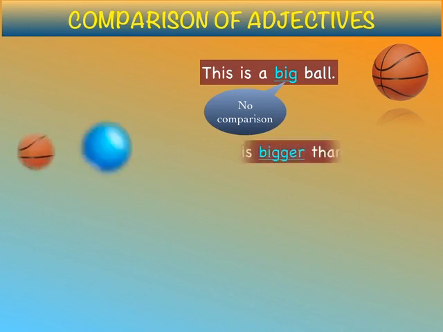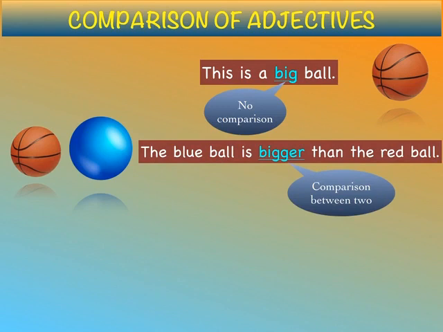Now let's see the second image over here. We can see there are two balls over there. One is blue and one is red. And the word bigger is describing the size of the blue ball, which is bigger than the red ball. So the word bigger is another form of the adjective big, which is used for comparing two balls.